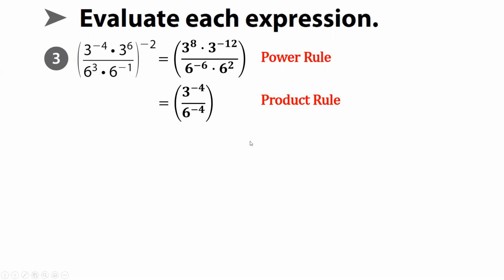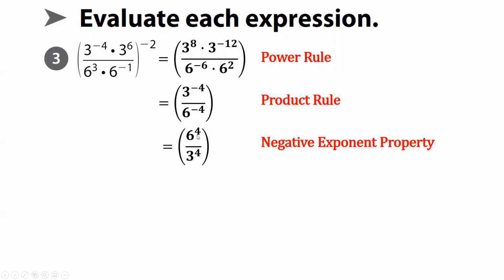We don't like negative exponents, so we're going to use the negative exponent property. This tells you all you have to do is switch the positions to change the sign of the exponent. In other words, since the 3 to the -4 is on the top, all I need to do is throw it to the bottom. And since the 6 to the -4 is on the bottom, all I need to do is throw it to the top. When you swap their positions, the sign of your exponent will change. They went from -4 to +4.